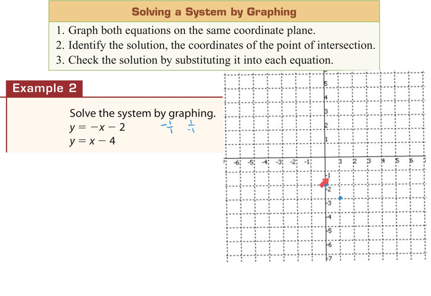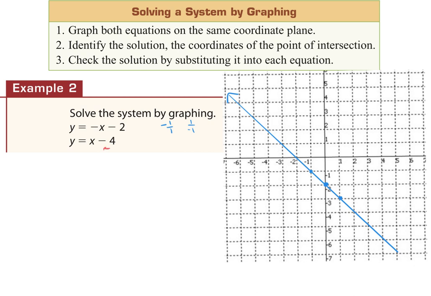Or I can go up 1 and left 1. You can see that those are both on the same line. Anytime I have 2 points, I can graph. So once I have 2 points, I can use a straight edge, or a piece of paper, whatever works, and you are going to graph. All right, so I've graphed the first one. Then I'm going to graph the second one.